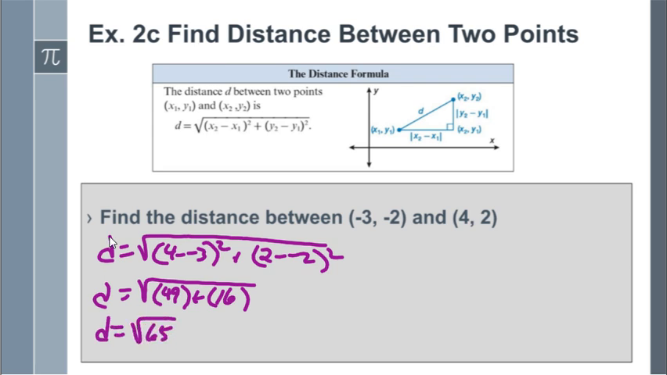And I can break that apart as the square root of 5 times the square root of 13. But there are no partners in there, so I would keep my answer as the square root of 65.